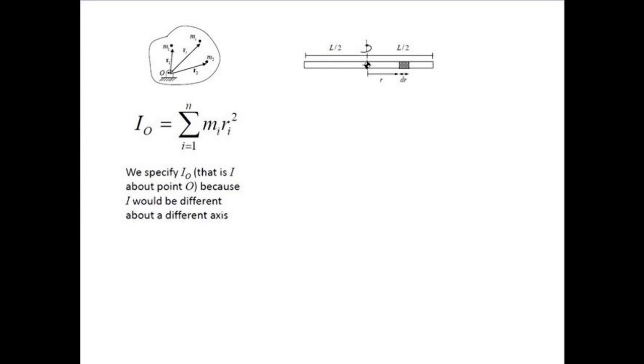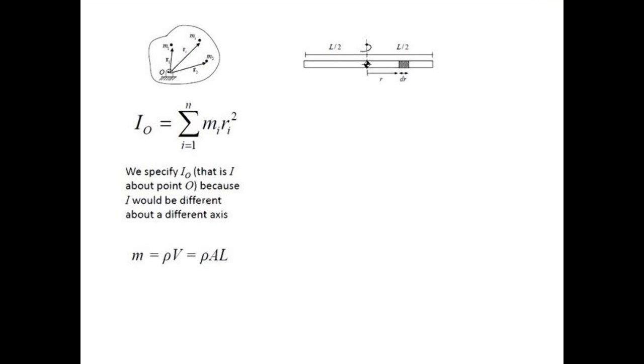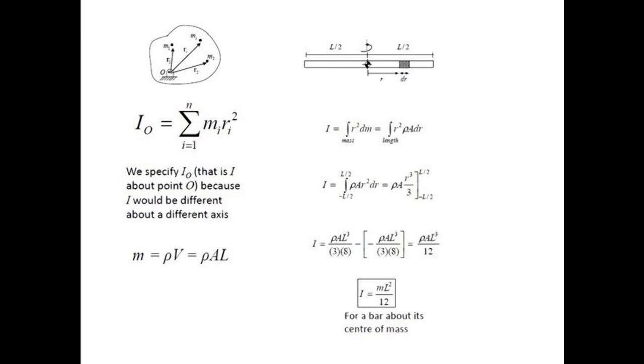Now let's take a look at an example. Here is a rod rotating about its center of mass G. Applying our equation, we get IG equals the sum of mi times ri squared. And since m equals rho times V and V equals A times L, m finally is rho times A times L. Then we can do the integration, and finally we get, for this bar about the center of mass, the inertia is mass times length squared over 12.